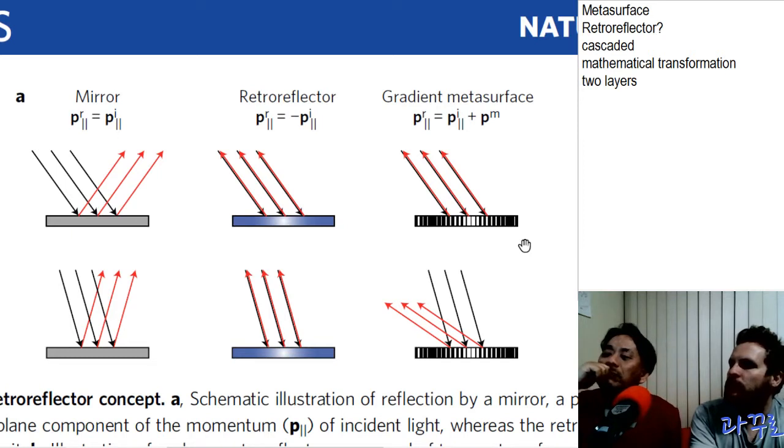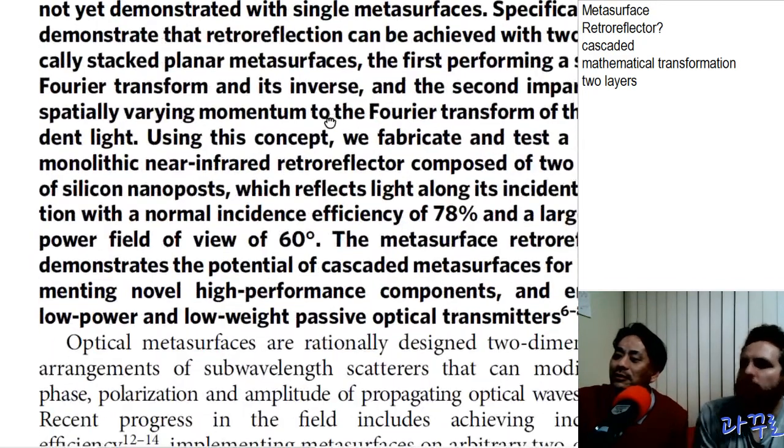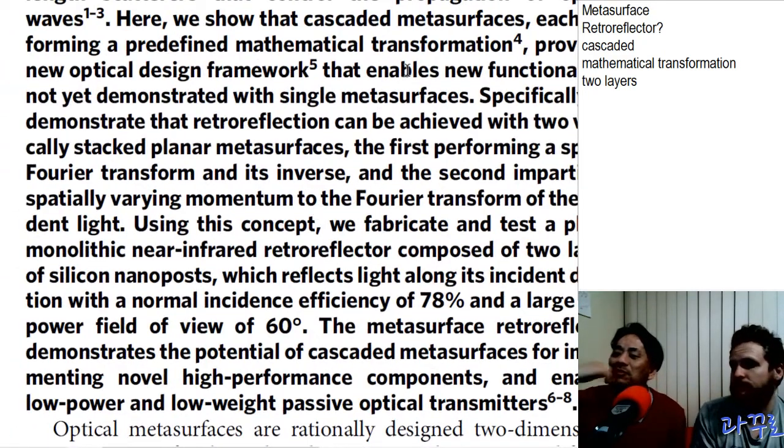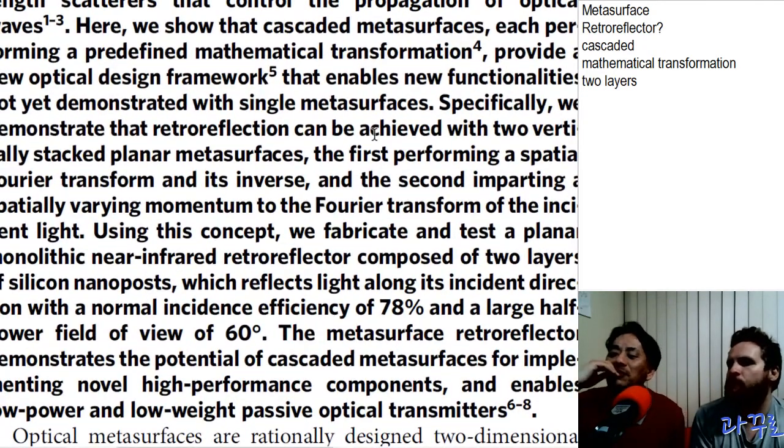but I think that from the description they gave in the abstract, they've definitely created a retroreflector that works with 78% efficiency up to 60 degrees. 60 degrees is the field of view. Right, that's what it seemed to state in the abstract. Can we check quickly? Yeah, sure. 78% efficiency and a large half power field of view of 60 degrees.